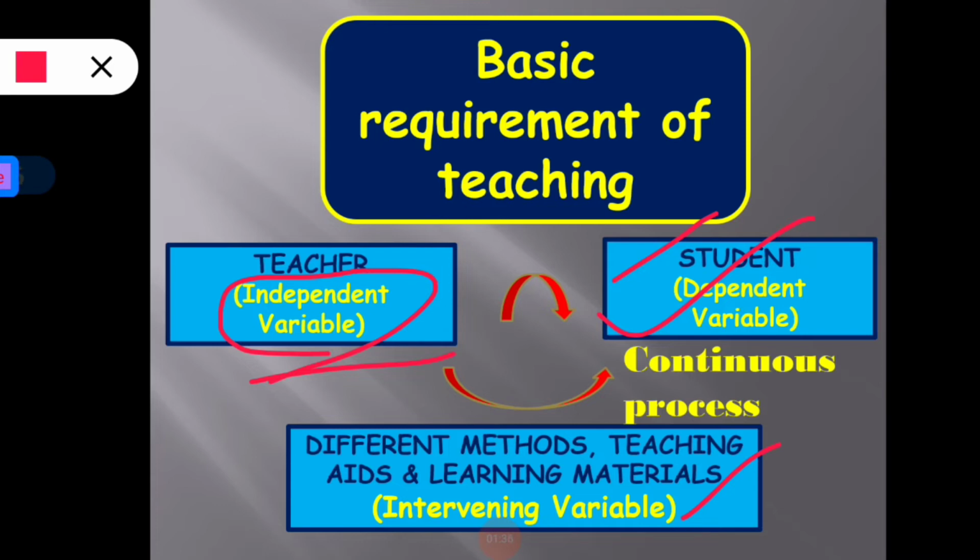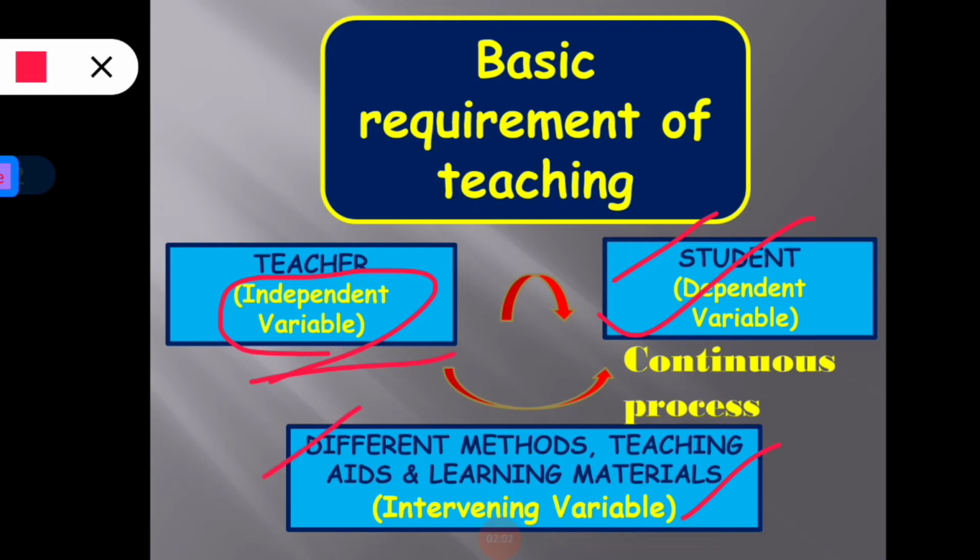So the independent variable and the dependent variable both are related to each other, and we have already told that portion. Teaching is an interactive process between the teacher and the student, so between the independent variable and the dependent variable. So without any variable, the process is incomplete.